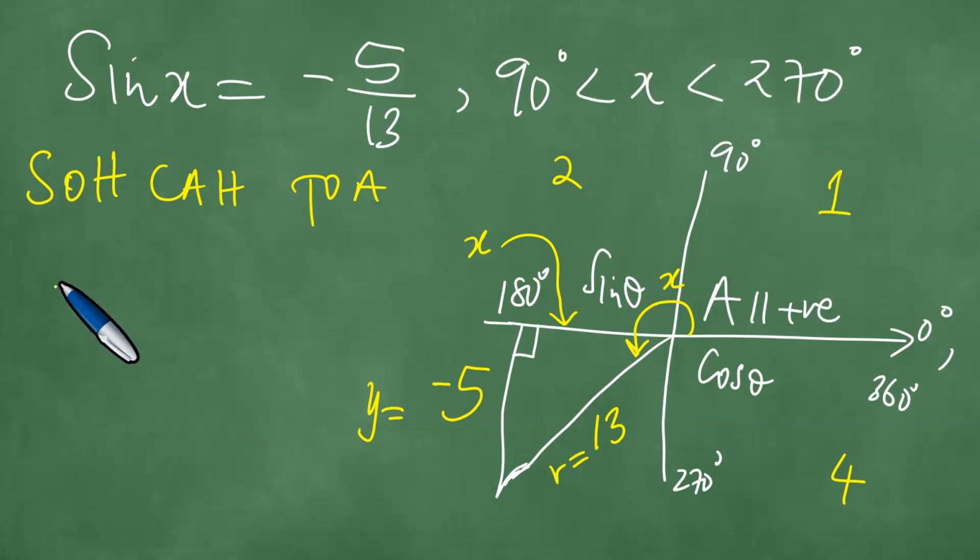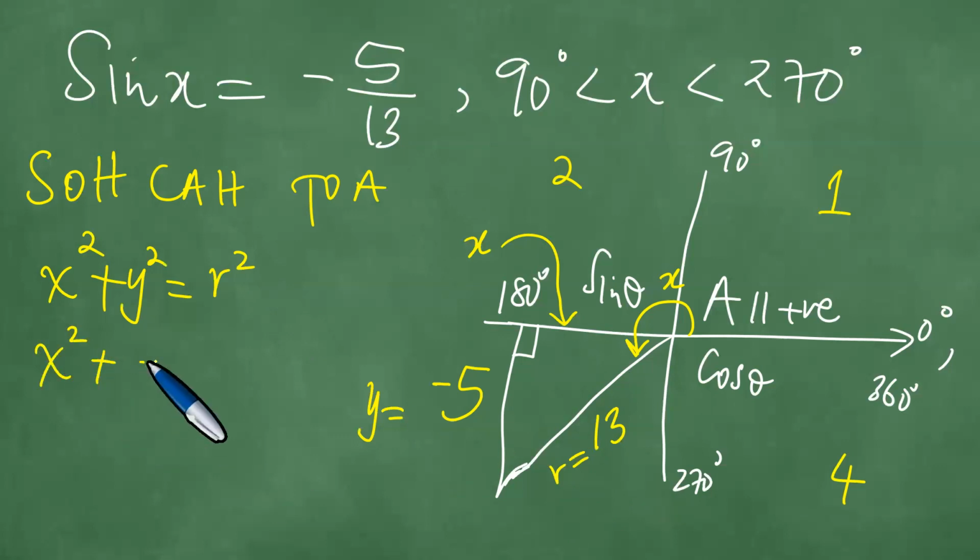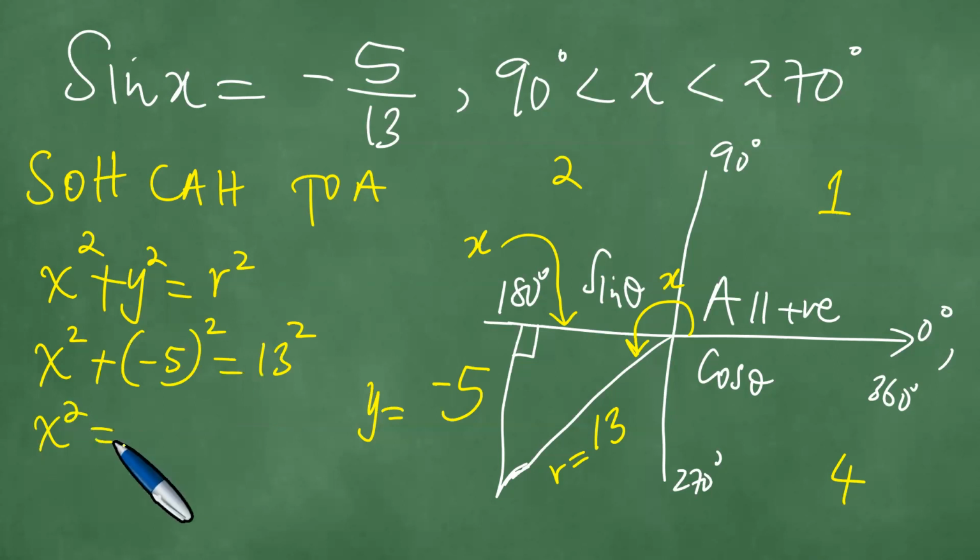Right, so we remember there is what is called Pythagoras theorem. We must get this side here. So to get this side, we use Pythagoras theorem. Pythagoras says x squared plus y squared is r squared. We plug in the y, which is minus 5. We plug in the r, which is 13. So we have x squared plus minus 5 squared equals 13 squared. Our objective is to find x, and therefore 13 squared is 169 minus 25 from the minus 5 squared.